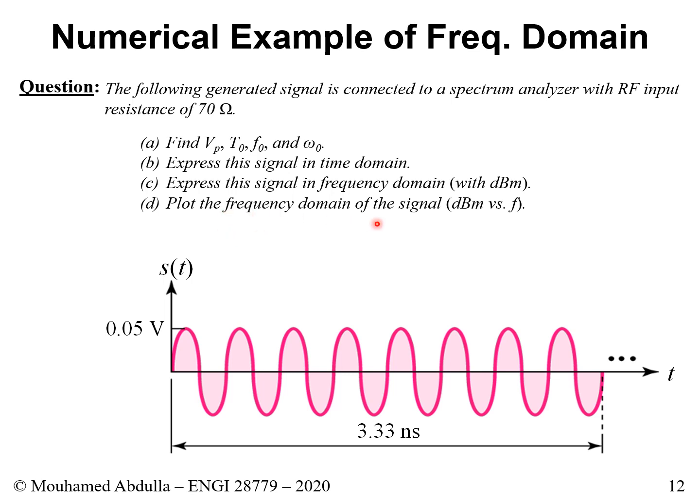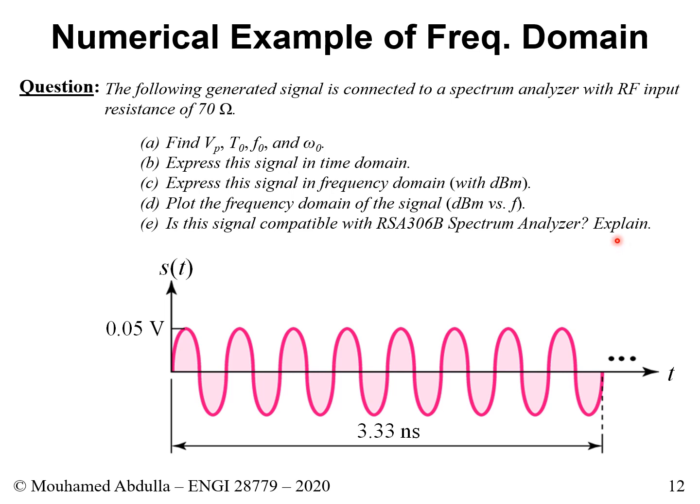Plot the frequency domain of the signal. And when we plot the frequency domain of the signal, I tell you here, we want it as dBm versus frequency. So this is exactly how a spectrum analyzer would show it to you. And E, I ask you a question. Is this signal compatible with an RSA 306B spectrum analyzer? So it's either yes or no. And then based on that, you have to explain why this is the case.